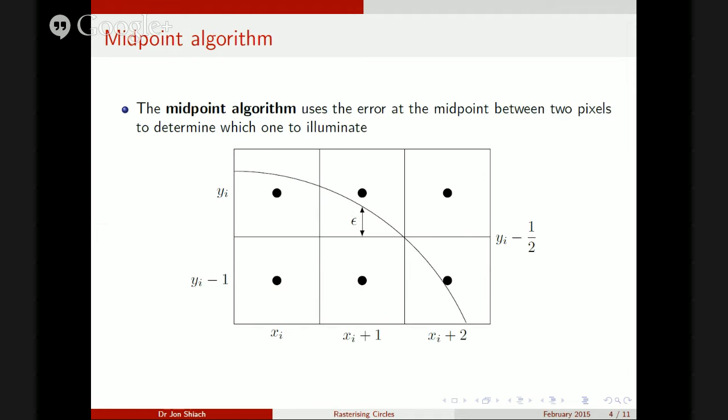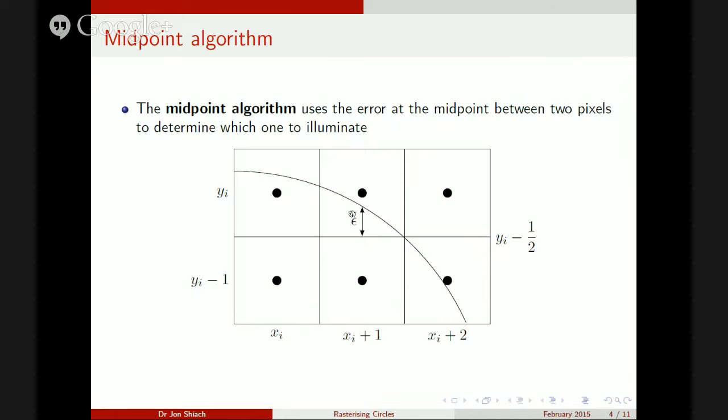Okay, so this brings us on to what we call the midpoint algorithm. It's actually the same as Bresenham's algorithm, but using circles instead of lines. So what we have is a very, very simplified raster here. Like Bresenham's algorithm, I'm assuming the pixel at xi, yi has been illuminated. So we're assuming we know that this pixel here, with the center at xi, yi, is on the circle.